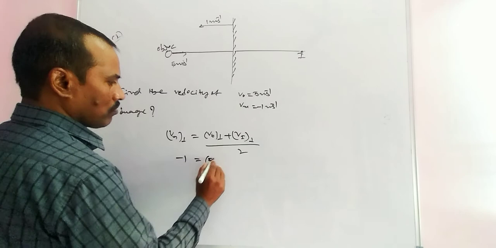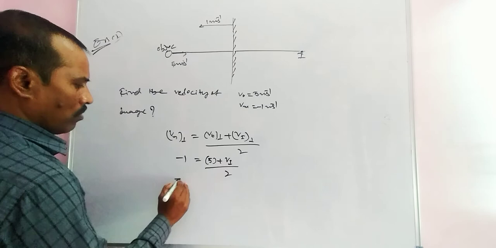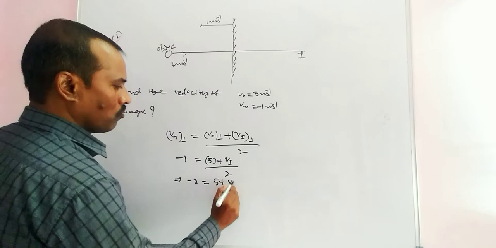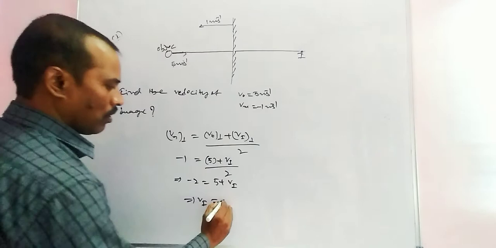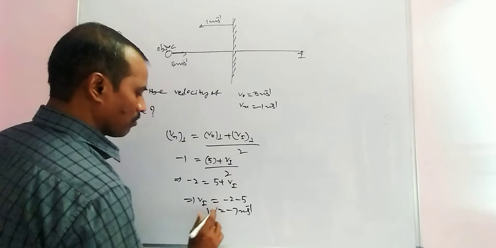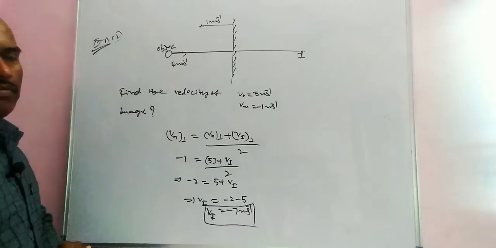Taking the multiplication, minus 1 into 2 is minus 2, equal to 5 plus v_I. Simplifying, the velocity of the image is minus 2 minus 5, that is equal to minus 7 meter per second. This is the velocity of the image in the x direction. Okay, example 2.